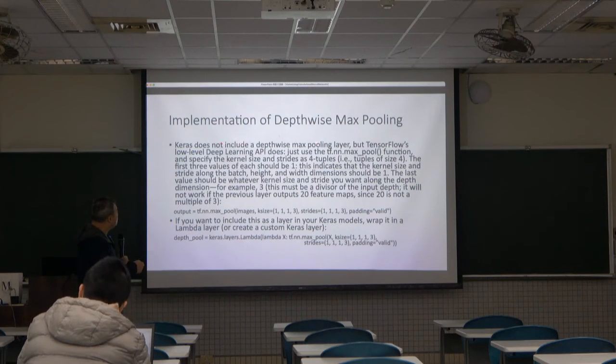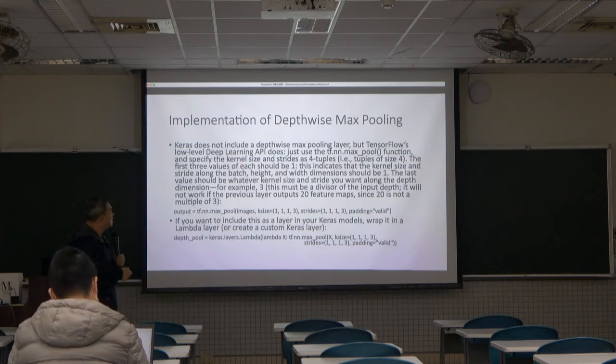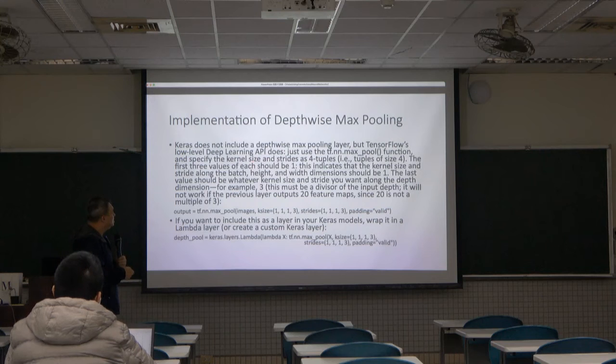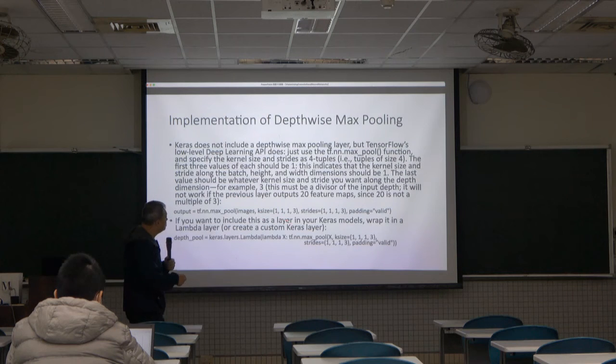So how do we implement the depth-wise max pooling? Unfortunately, Keras does not have a depth-wise max pooling layer. But TensorFlow has one, in its low-level deep learning API. It's going to be something like this. So here, this k size is going to be a 4-tuple.